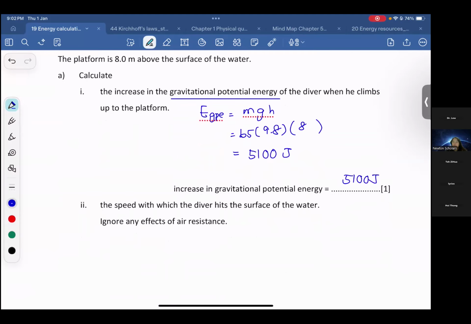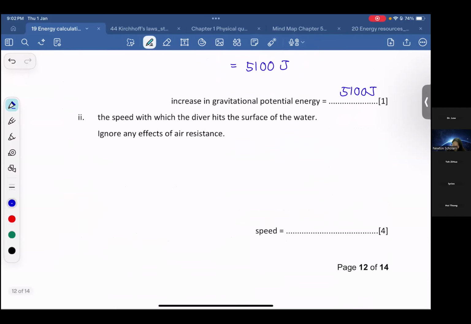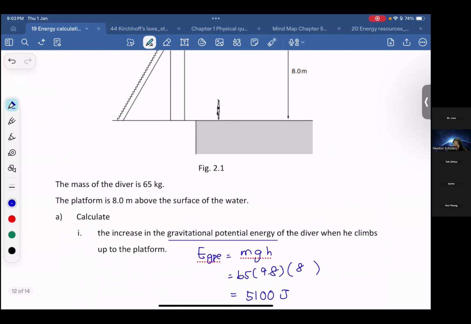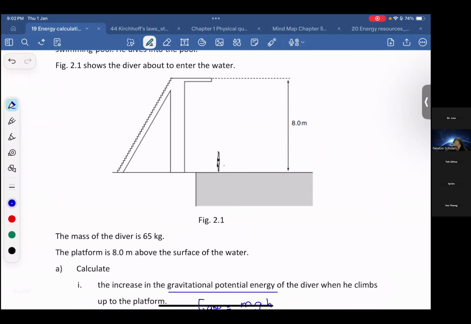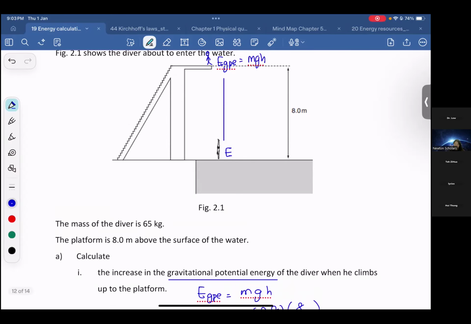Okay, let me check. Zihua, okay, no problems. Next: the speed with which the diver hits the surface of water, ignore any effect of air resistance. That means that there is no energy loss. So what is the energy here? Starting from standing here, this energy is GPE, and we calculated the GPE is 5100 joules, mgh. Yes. Then, no air resistance, we assume no air resistance.